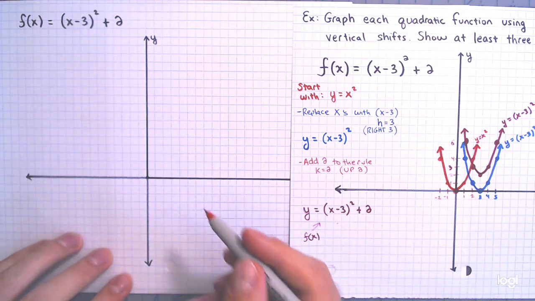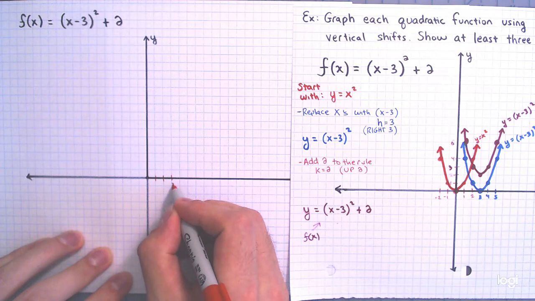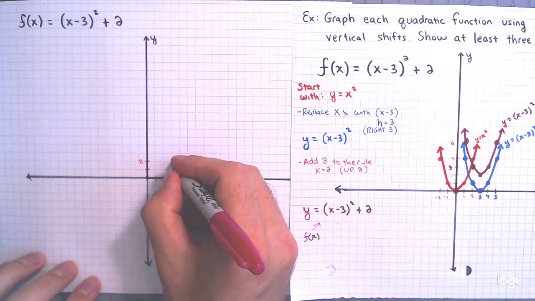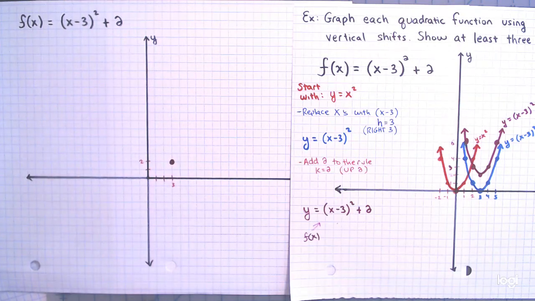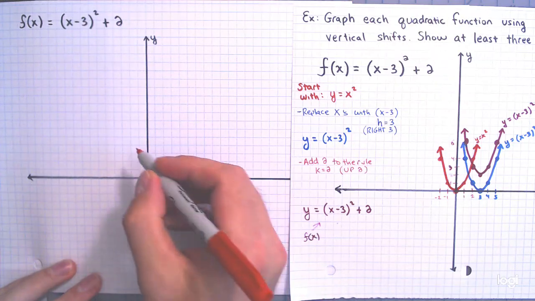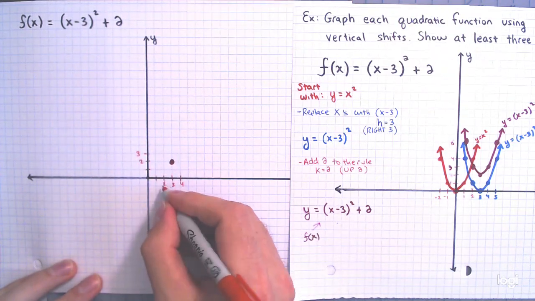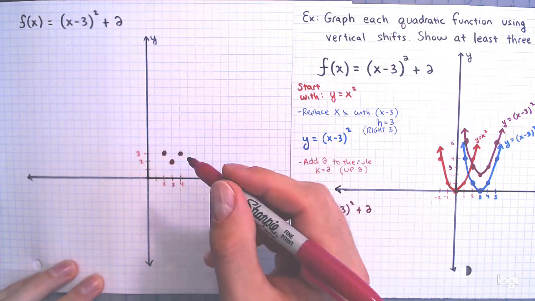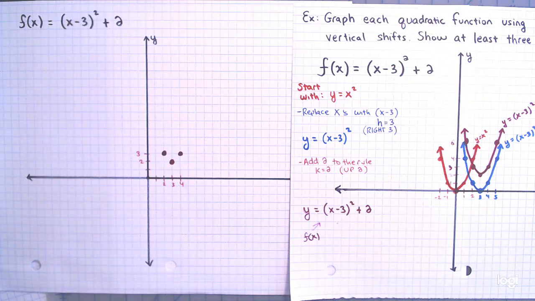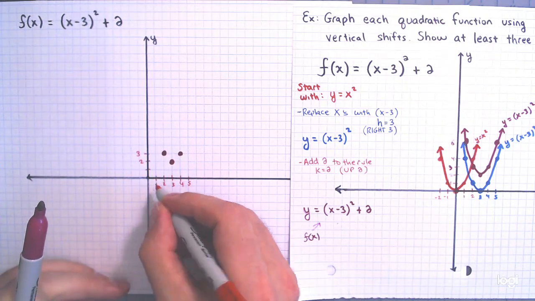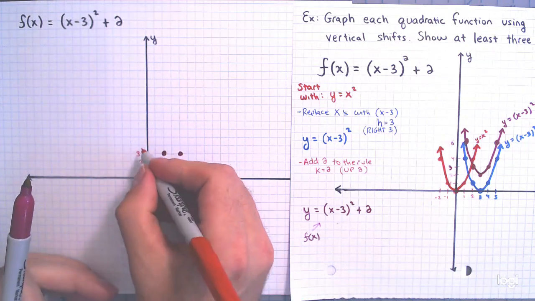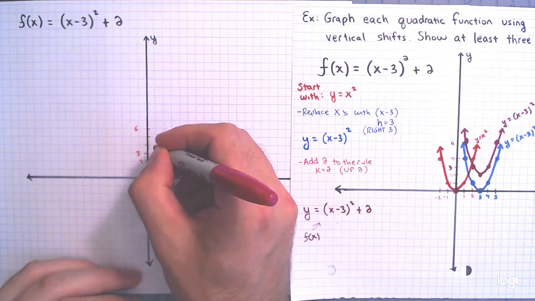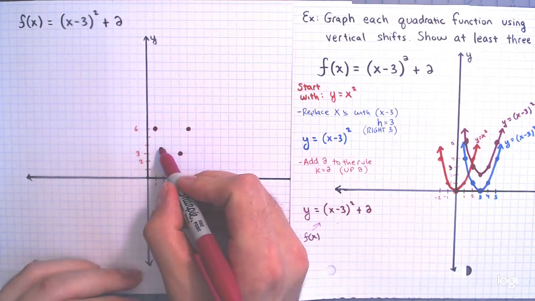So I had the point (3, 2) on it, and the point (4, 3), and the point (2, 3). And it asks to label 3 points. I'll put 5 as well. So I had (5, 6), and (1, 6), all on the graph. And there's your final graph right here.